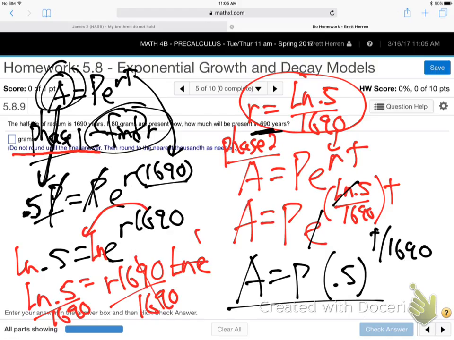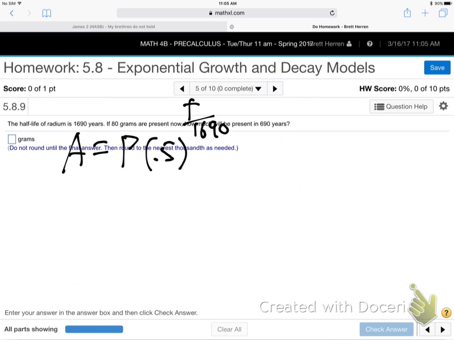Clean it up a little bit. Let the e and the natural log cancel, and what was in the natural log drops down to the base. Now, having said that, let me give you a shortcut. Do you see how we got to here now?